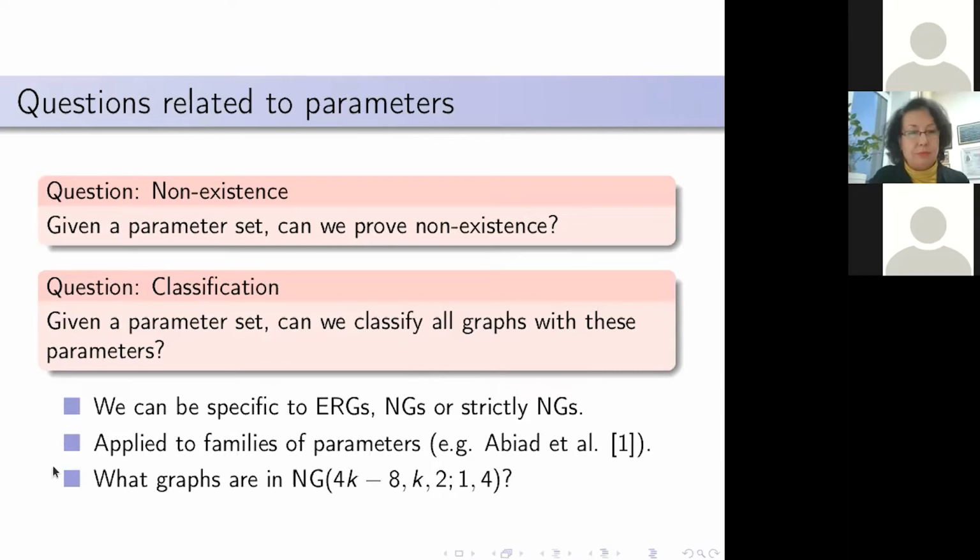Maybe one specific example of interest, if anyone wants to look at this one. The smallest possible lambda for a strictly Neumaier graph is 2, and this parameter set is the only parameter set for which a strictly Neumaier graph can exist with lambda equal to 2. So maybe this family of parameters would be interesting to look at.